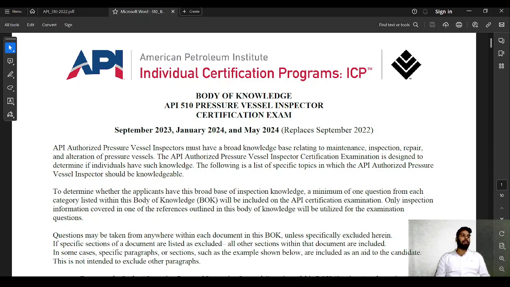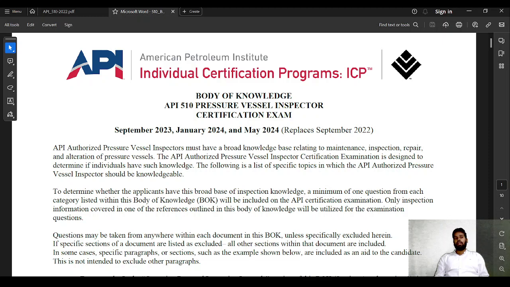These are very common, but again API is a huge organization. They also have other certifications. They have some certifications for qualification of non-destructive testing personnel. They have certain qualifications for refractory inspectors. They have certain certifications for auditors, AQ1, AQ2 auditors, and various things are available for the API ICP examinations. But these three are more widely used, that is pressure vessel, piping, and above ground storage tanks.